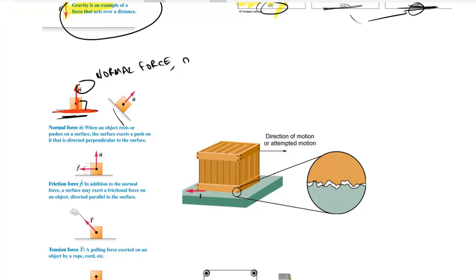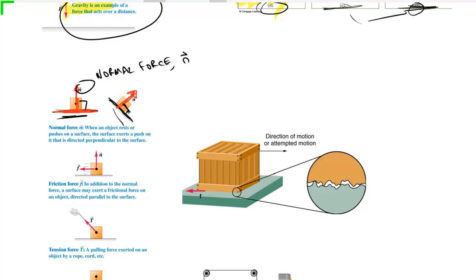And we abbreviate this with a lowercase n. And it's a vector as well. So if we have a slanted surface, then the normal force is still perpendicular to that slanted surface. So it's not like that, and we have this. So a normal force is the force exerted by the surface on the object, and it is normal to the surface, perpendicular to the surface.